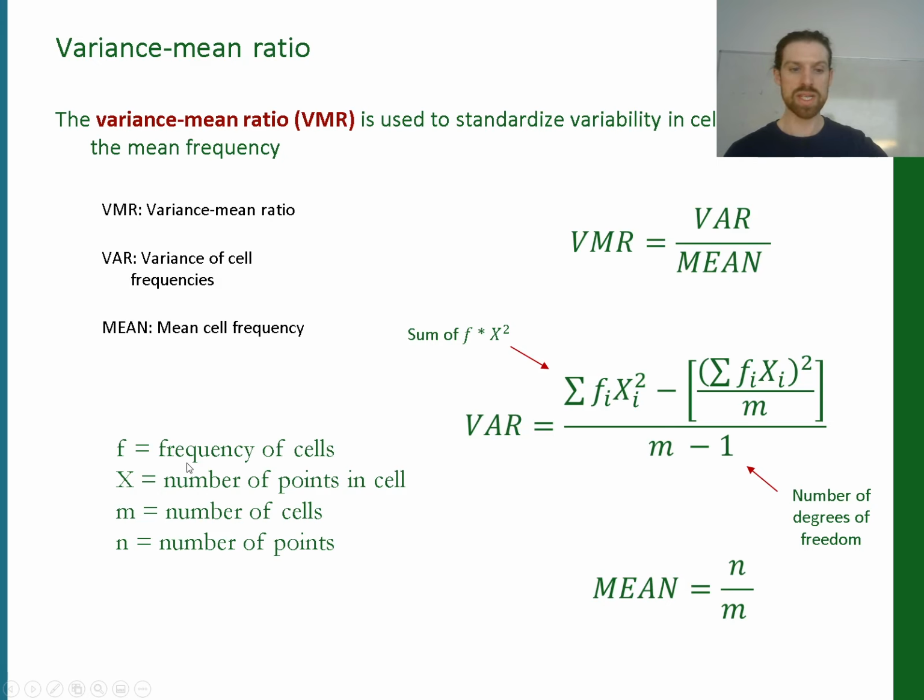So it does mean that we will need the frequency of cells, F, the number of points in the cell, X, and then the number of cells, M, and the number of points, N. And actually, to do that, we need to take the sum of the F of X, and then we need to subtract the product of these square brackets just here, and then divide it by the number of degrees of freedom, and that gives us our VAR, our variance of cell frequencies, okay? And then to get the mean, that's relatively straightforward because we just need the number of cells and the number of points, so just divide the number of points by the number of cells, and that gives us the mean number.